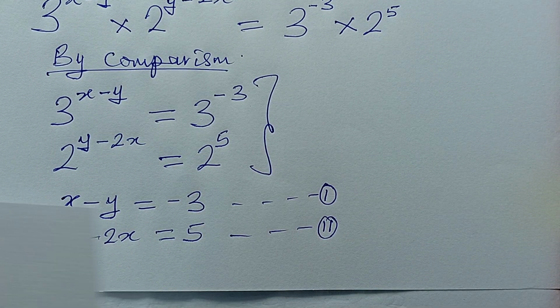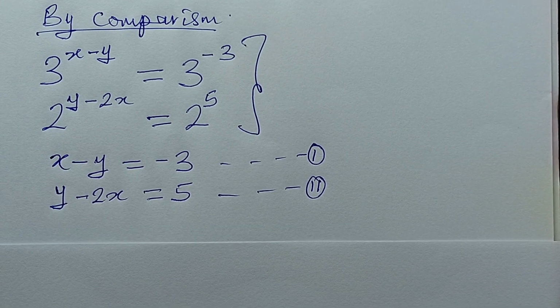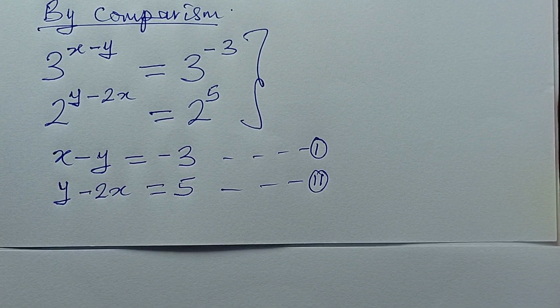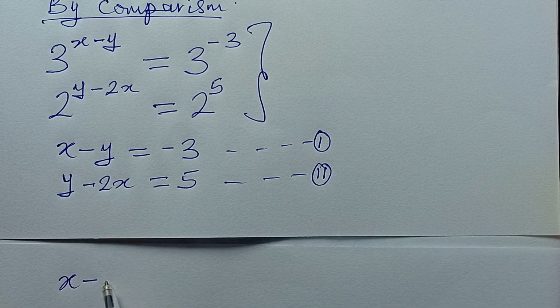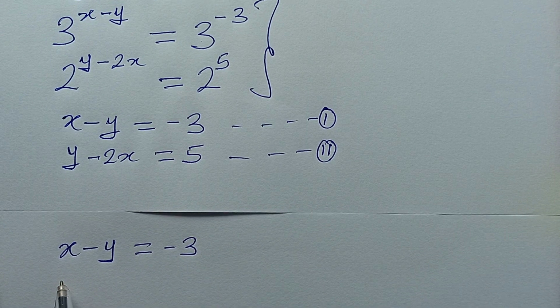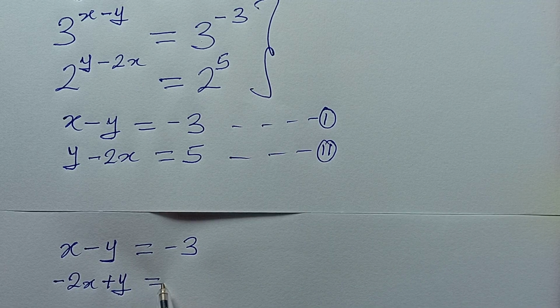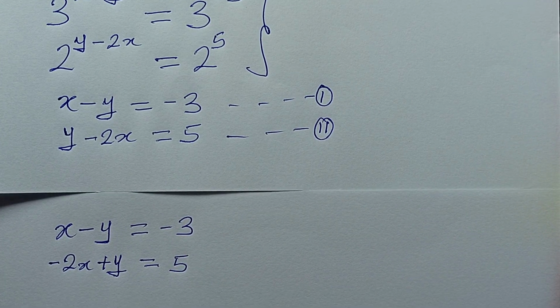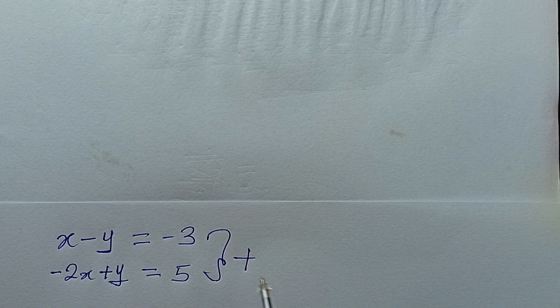This is a quadratic equation, right? Sorry, simultaneous equation. For a better understanding, we can rearrange them: x minus y is equal to minus 3, and then the second one, minus 2x plus y is equal to 5. Good. For us to solve this simultaneously, we have to add equation 1 and 2 together.